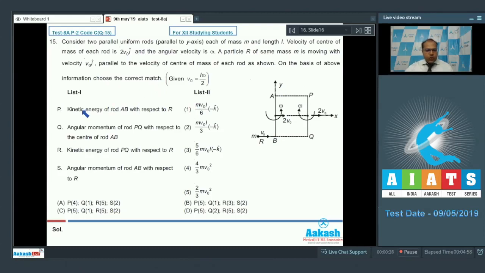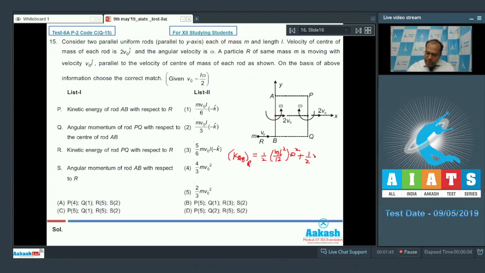So in entry P of list 1, kinetic energy of rod AB with respect to R. To find it, I have to use the theorem of kinetic energy, that is, the kinetic energy of the system of particles with respect to center of mass plus the kinetic energy of center of mass, half m V_CM squared with respect to the frame of reference. The kinetic energy with respect to center of mass is half I ω squared, and I is mL² by 12, so half I ω squared plus half m V_CM squared.